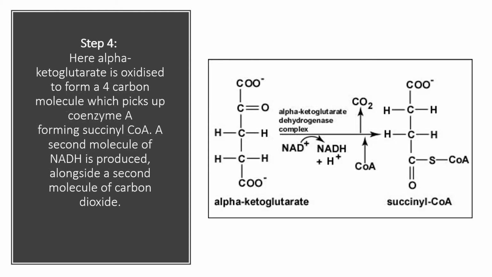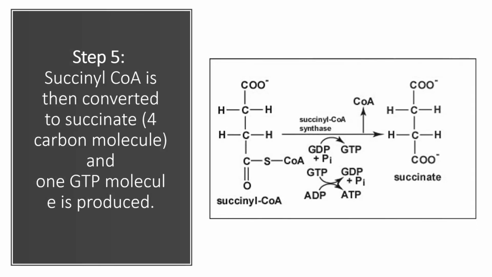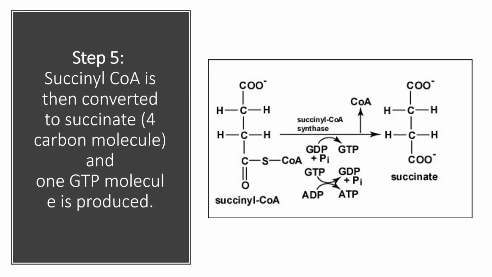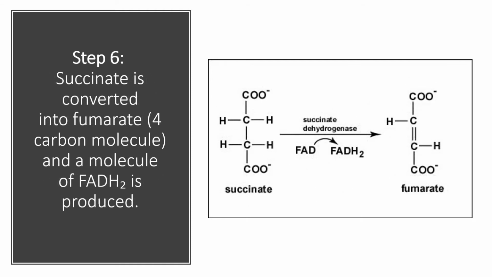Here alpha-ketoglutarate is oxidized to form a 4-carbon molecule which picks up coenzyme A, forming succinyl CoA. A second molecule of NADH is produced alongside a second molecule of carbon dioxide. In step 5, succinyl CoA is then converted to succinate and one GTP molecule is produced. Then, succinate is converted into fumarate and a molecule of FADH2 is produced.